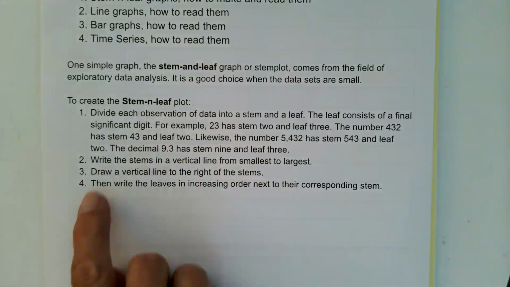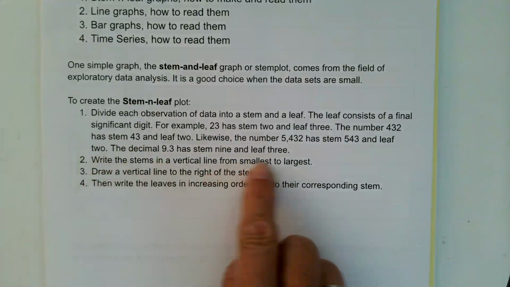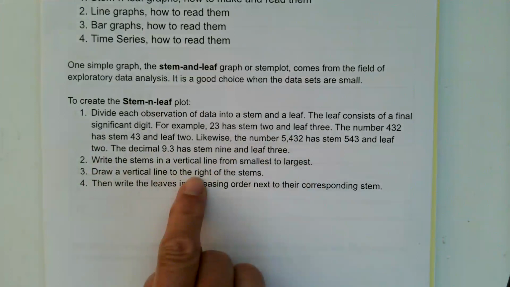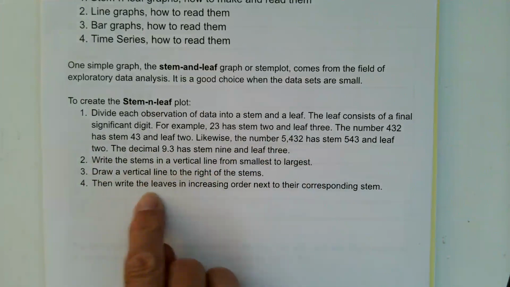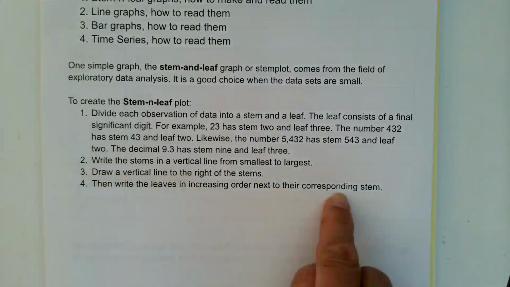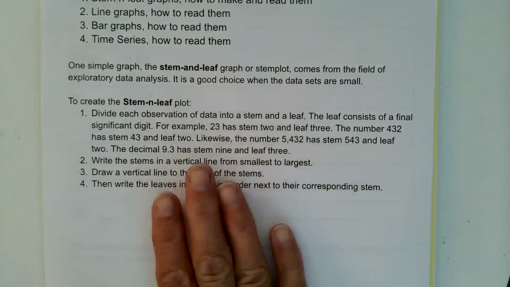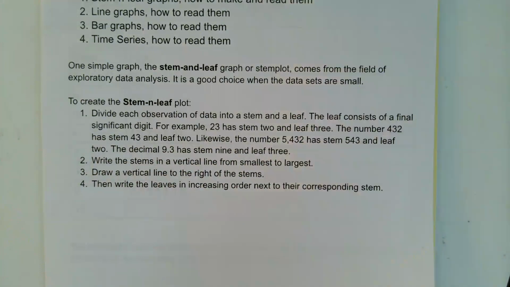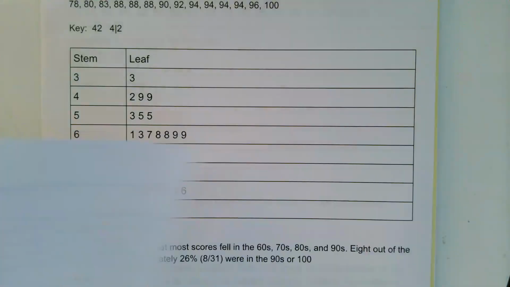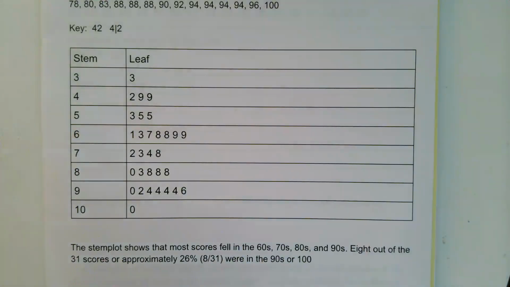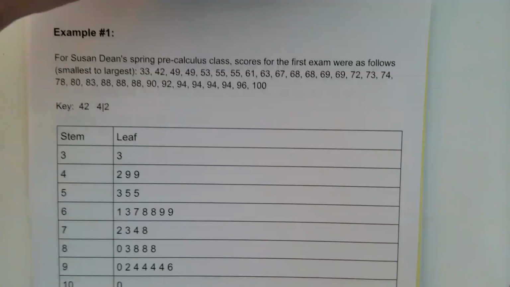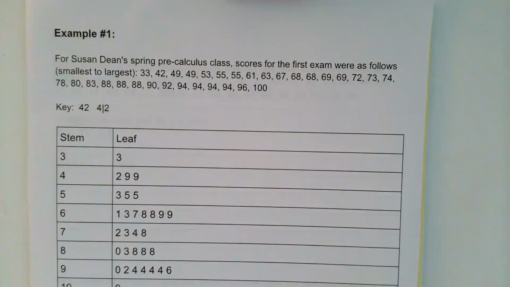So, and then you write the stems in a vertical line from smallest to largest. You draw a vertical line to the right of the stems, and then write the leaves in increasing order next to the corresponding stem. So preferably in increasing order, they can be mixed up, but to make it look nice, do the leaves in increasing order. So we're going to create one. You can look through the book for lots of great examples as well.